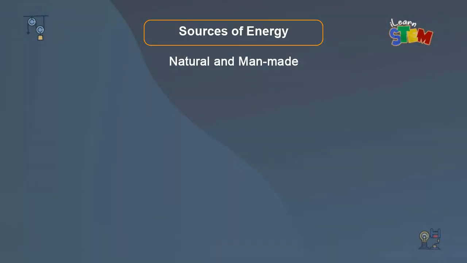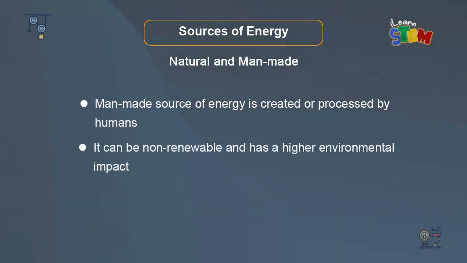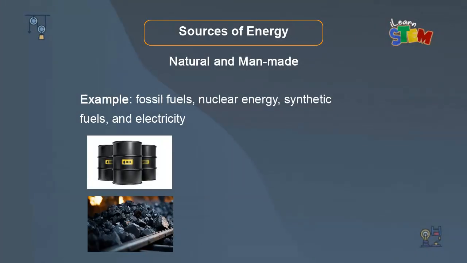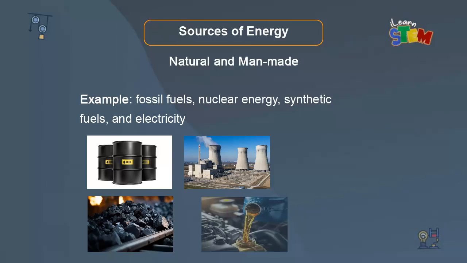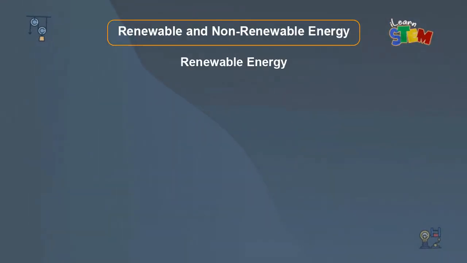On the other hand, man-made source of energy is created or processed by humans. It can be non-renewable and has a higher environmental impact. For example, fossil fuels, nuclear energy, synthetic fuels, and electricity. These sources of energy keep our lights on and our world moving, but how sustainable are they? That brings us to renewable and non-renewable energy.